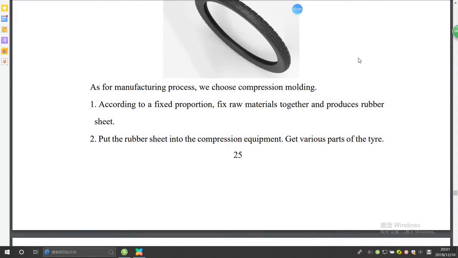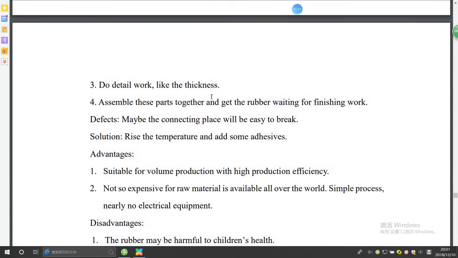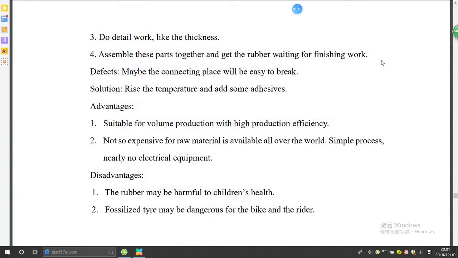As for manufacturing process, we choose compression molding. And now I will talk about the defects and the solution of that. Maybe the connecting plates will be easy to break, and the solution is raise the temperature and add some adhesives. The advantage of that is suitable for volume production with high production efficiency, not so expensive for raw material is available all over the world.